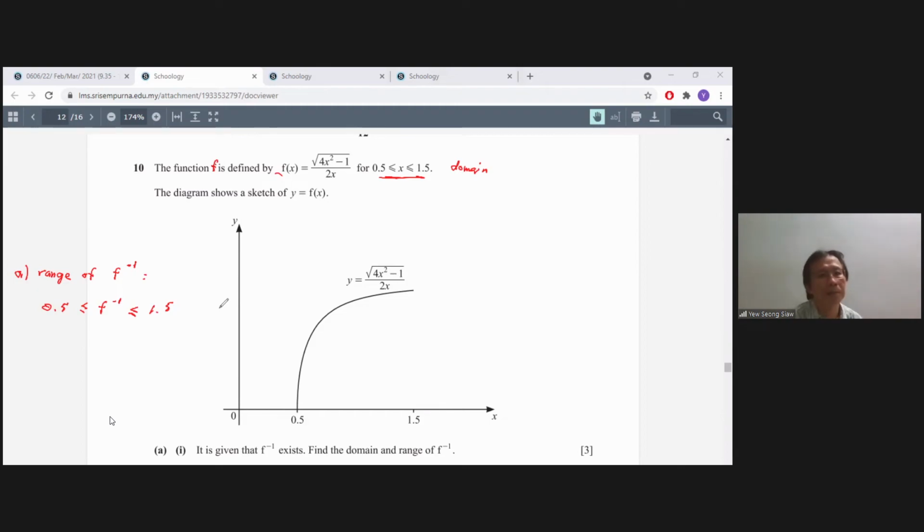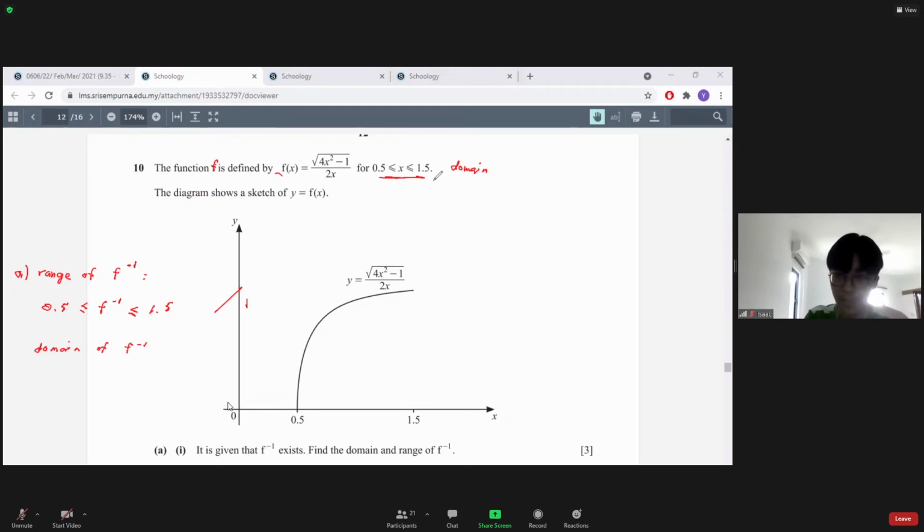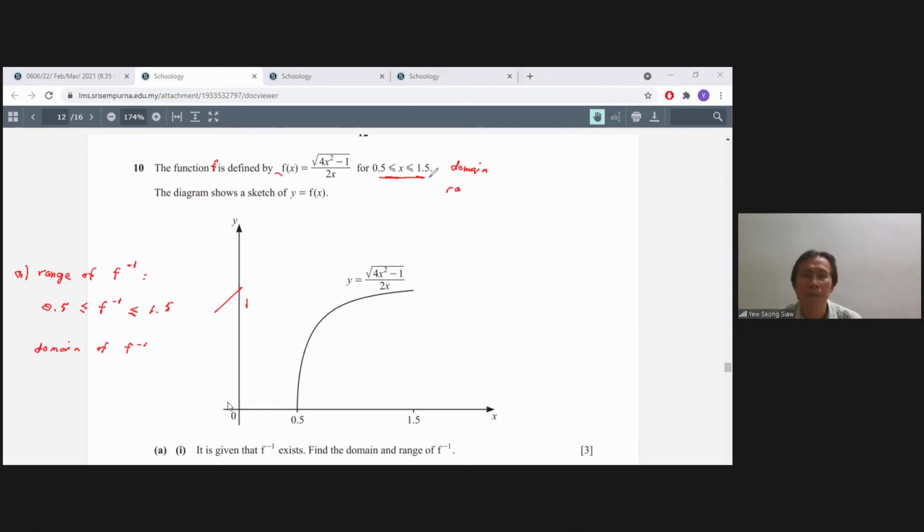So this is 1 mark. If you found the range, it is 1 mark. It must have equal, less or equal, more or equal. How about the domain? What is the domain? The domain is the range of the first one, correct? So what is the range of the first one? How do you see the graph? The range means from minimum to maximum, right? So what is the minimum here?